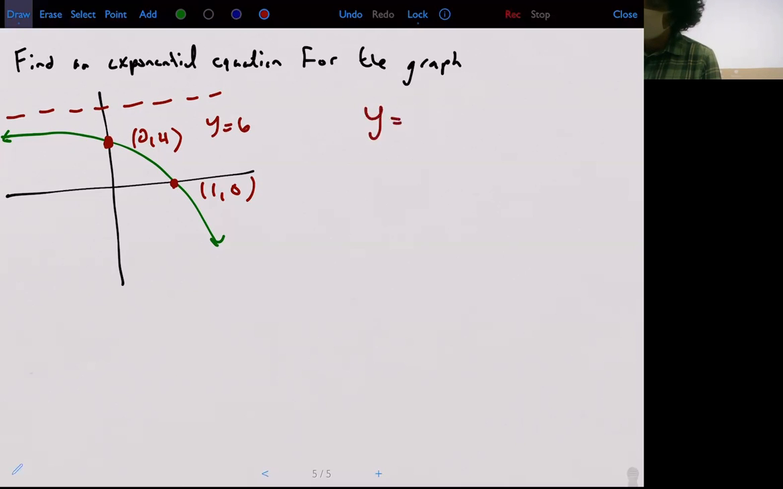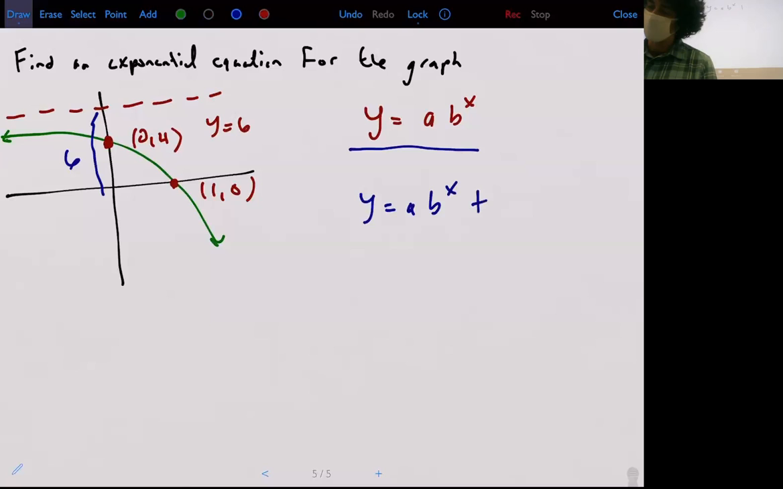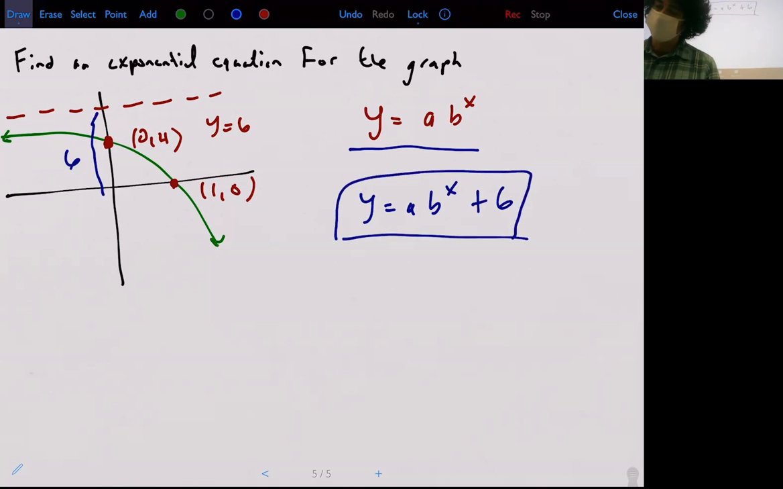So we're going to go ahead and write the definition for an exponential. This is ab raised to the x. But one thing that we notice is that we do in fact have this shift up vertically by 6 units. And so we're going to alter this equation to be y is equal to ab raised to the x plus 6. Using this equation, we need to find a and b. So to find a and b, what are we going to do?